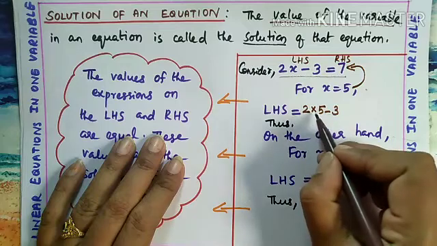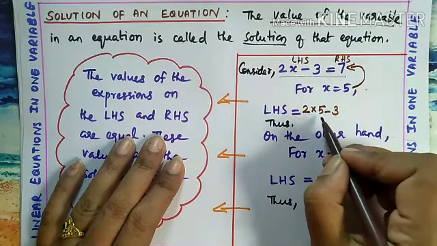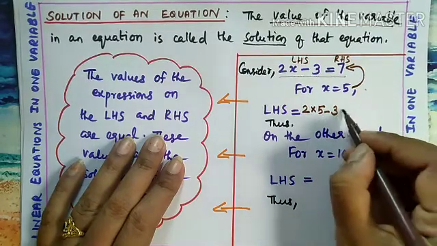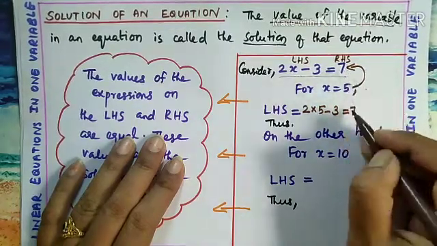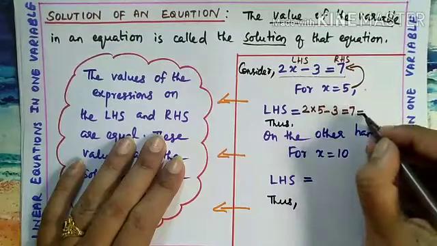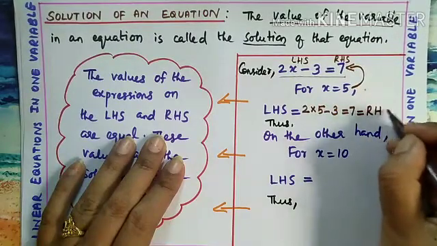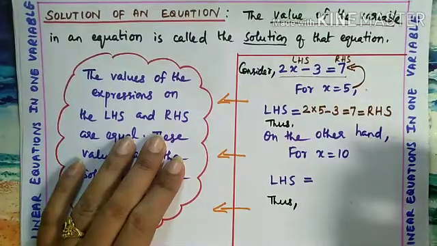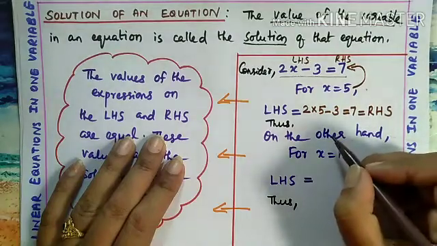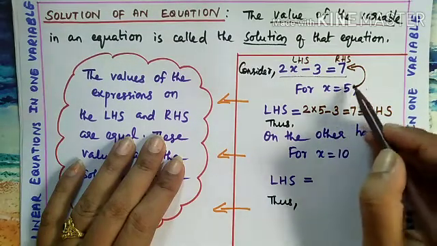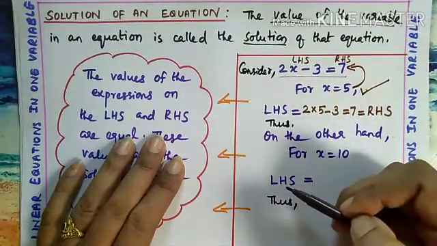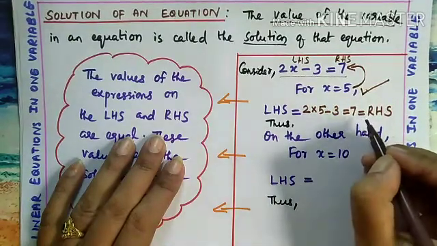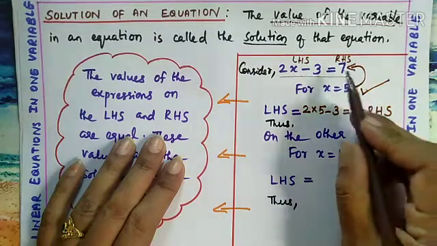Okay. So 2 into 5 is 10. 10 minus 3 is equal to 7. And what is this 7? The right hand side of the equation. Correct? So this is equal to RHS. So what do we understand from this example? This x equal to 5 is the value of the equation. It came correct. So we can tell this is a solution.